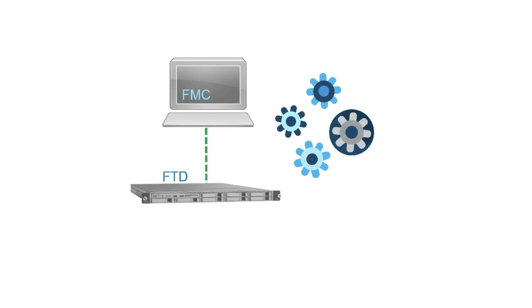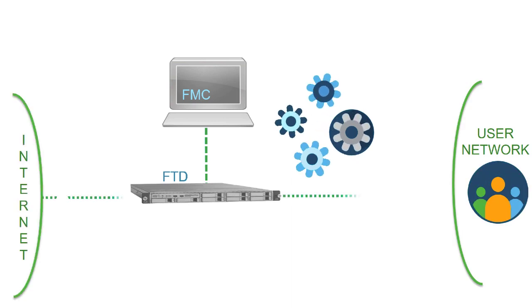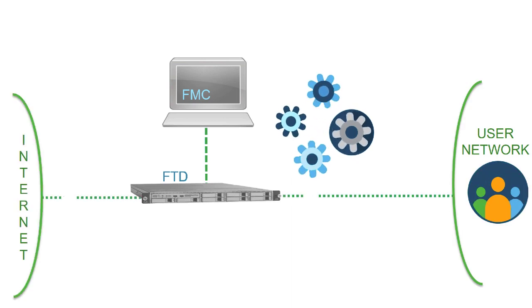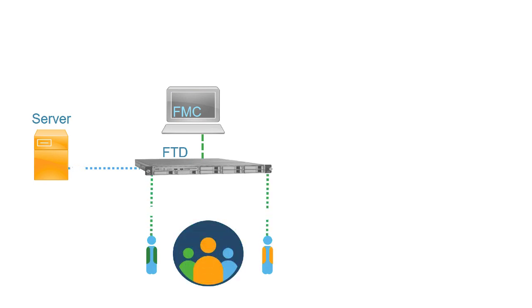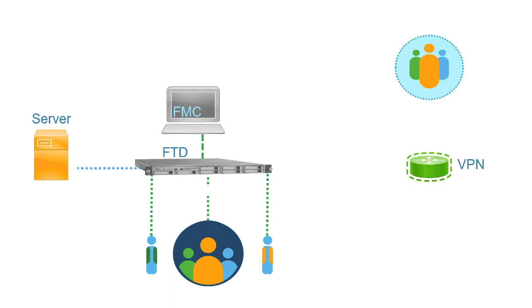The Firepower Management Center, FMC for short, and Firepower Threat Defense, that is FTD, together offer you powerful customizable controls for managing user activity on your network. For example, you can limit access to a server to individual users or to users that belong to a particular group, or you can allow remote users to access your network using VPN.